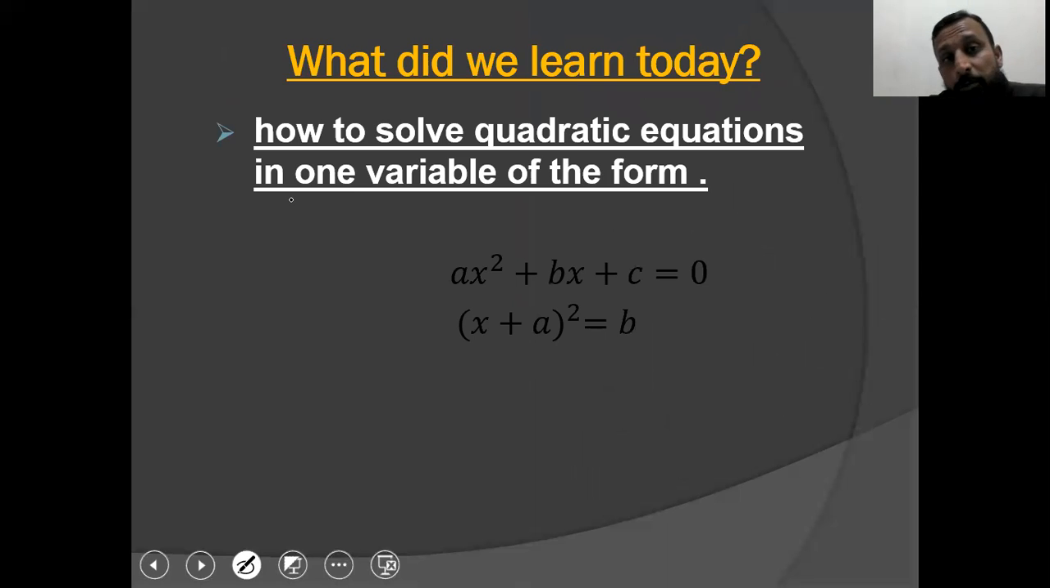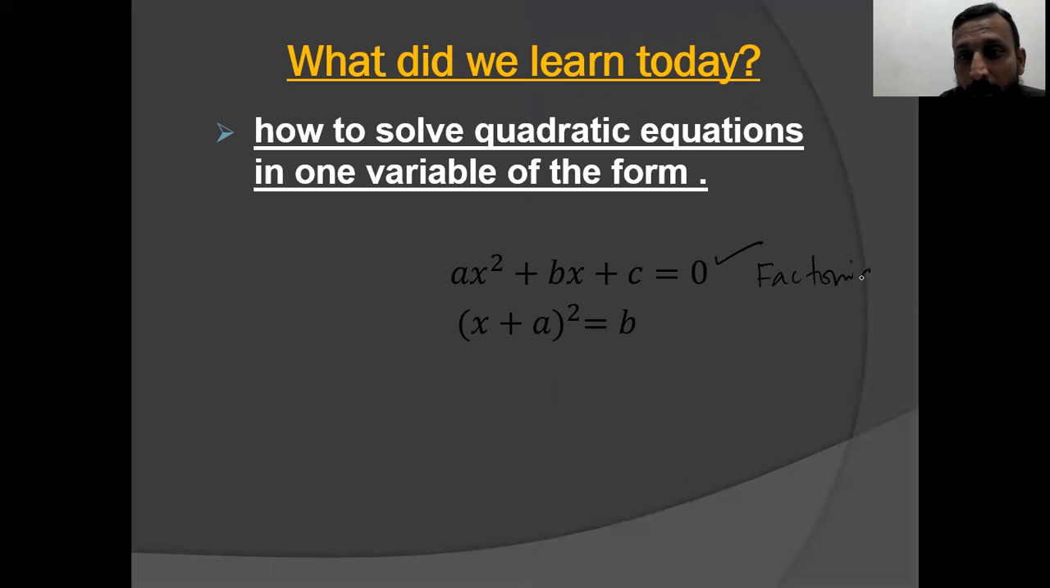All right, so dear students, what did we learn today? We learned how to solve quadratic equations in one variable of the form ax square plus bx plus c equals 0 and x plus a the whole square equals 0. This is the method we solve by factoring or factorization method, and this is the one we solve by square root method. Right, boys and girls, I hope this makes sense. The two methods are quite clear to you.